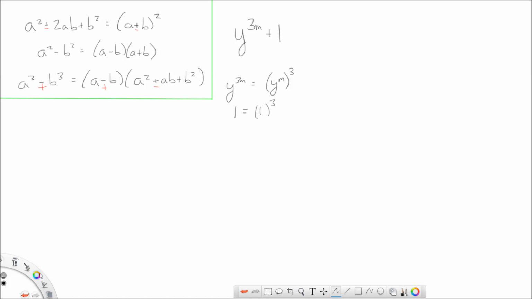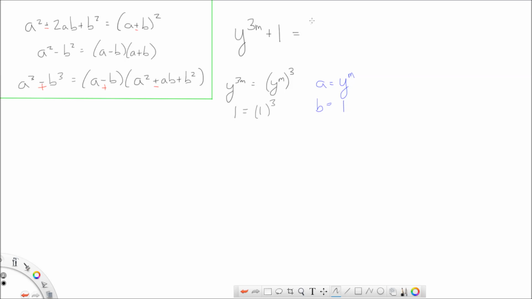So now we got to figure out what our a and our b are. Well, a is the thing we cube to get this. So the thing we cube to get the first term is y to the m. So that's going to be our a. And our b, what do we cube to get the second term? Well, 1 cubed is 1, so I just want my b to be 1. And now I'm just going to go through this formula and plug in everything we need.